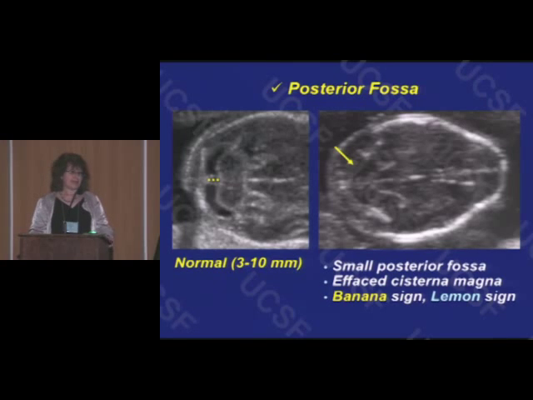I think it's okay for you to use that in your brain, but not in your dictation. The banana sign is really a manifestation of that effacement and alteration and lack of normal convexity of the cerebellar hemispheres. There are degrees of effacement, but recognize that if you do not see the cisterna magna, you're appropriately thinking about a Chiari malformation.